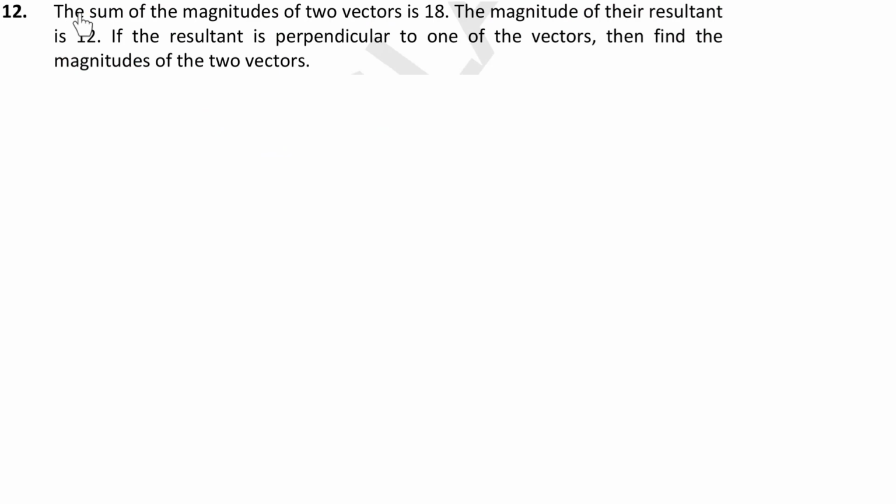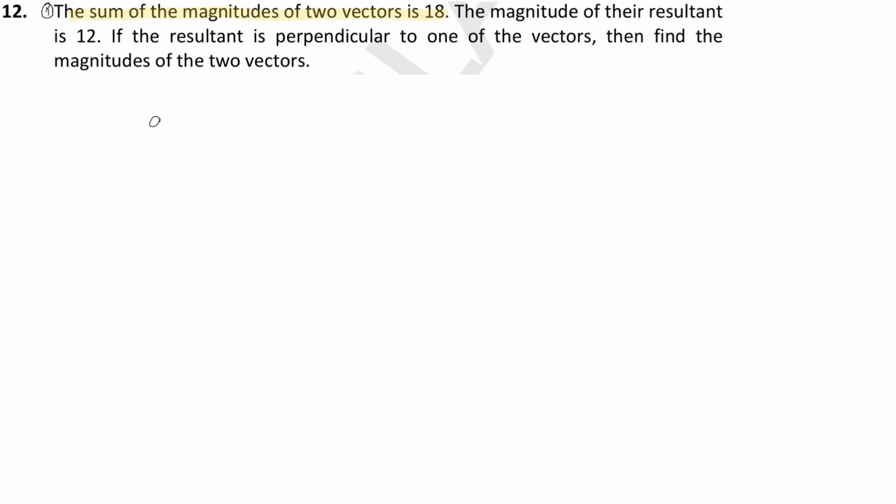Question 12. The sum of magnitudes of two vectors is 18. The magnitude of their resultant is 12. If the resultant is perpendicular to one of the vectors, then find the magnitudes of the two vectors. If you have any difficulty in this question, then read each line and try to understand. Line number 1: the sum of magnitudes of two vectors is 18. What is the meaning of that?